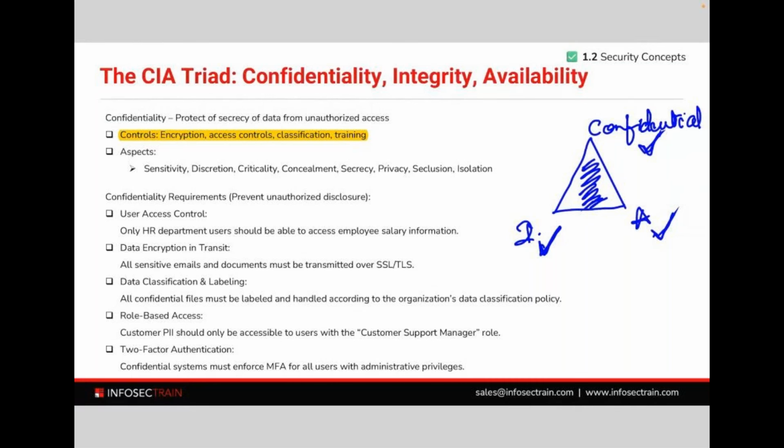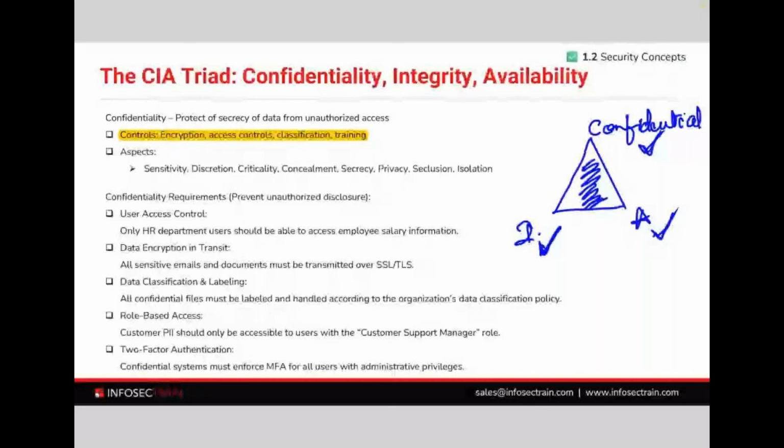Encryption is basically changing the form of the data and storing it in your databases, or while the data is in transit, so that the adversaries cannot intercept the data or understand it. So encryption is the first control. And since confidentiality is also about protecting the secrecy of data from unauthorized access, access control is another control.